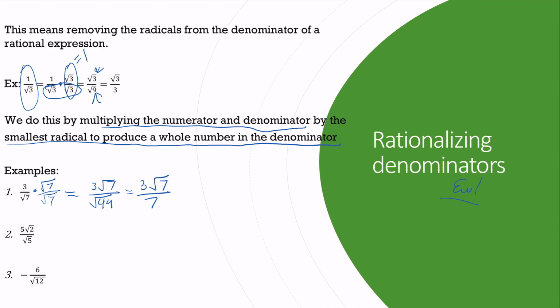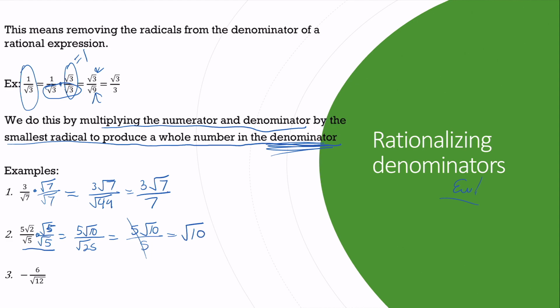For problem 2, remember that we're picking the smallest radical to get the denominator to be a whole number. I don't really care about that square root of 2 in the numerator. I only care about getting the square root of 5 from our denominator. That gives me 5 root 10 over the square root of 5 times the square root of 5. That's the square root of 25, which is 5. We'll see that in my next step. So I have 5 root 10 over 5. Those 5 cancel. I'm left with the square root of 10.